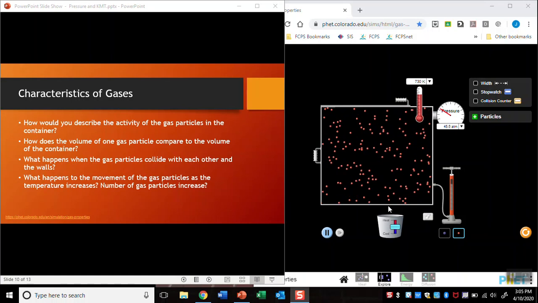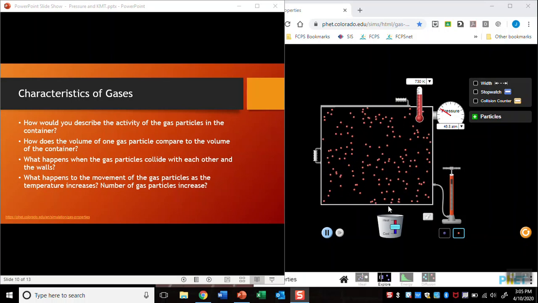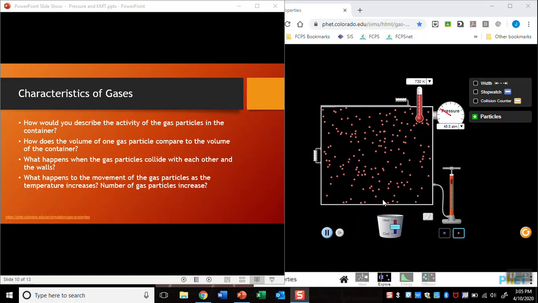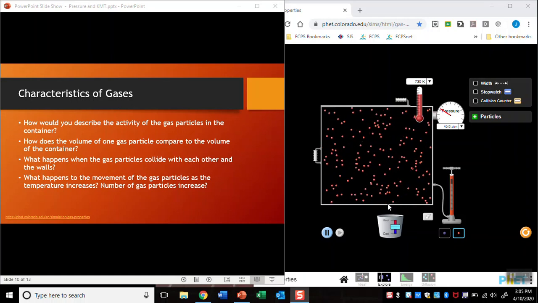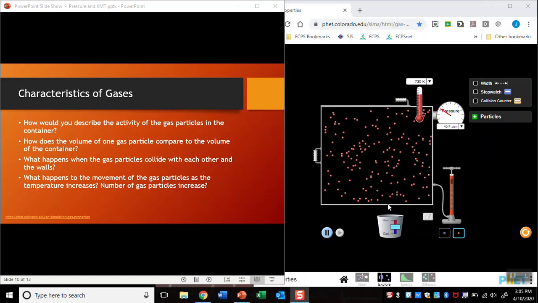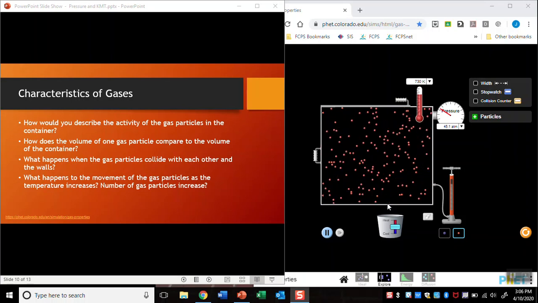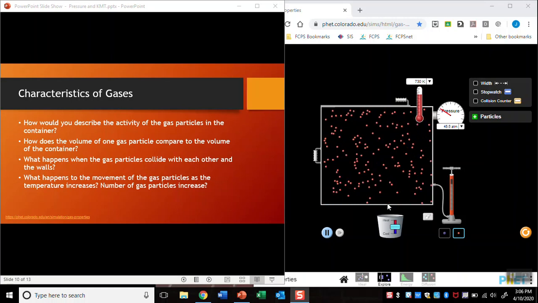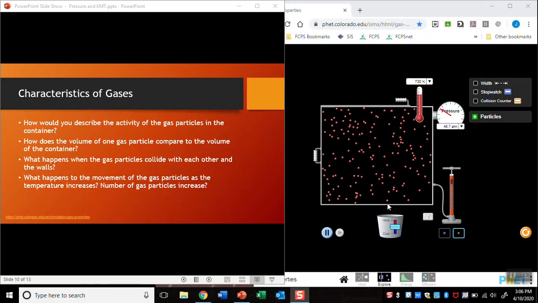So question 2, how does the volume of one gas particle compare to the volume of the entire container? Now remember, volume means space, right, or size. So the size of the gas particle is extremely small compared to the size of the container, right? Number 3, what happens when the gas particles collide with each other and the walls? We talked about this, actually. We said that it keeps moving. It doesn't stop. Once it collides, it just moves in the opposite direction, or in another direction, right? And last question, what happens to the movement of the gas particles as the temperature increases?